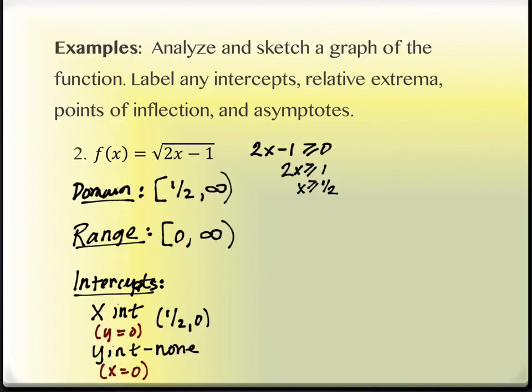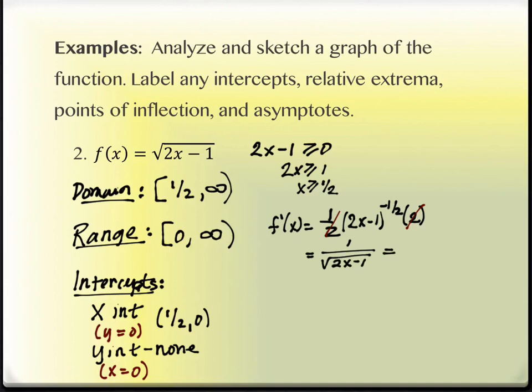We're going to do them really quickly. So if you need to come back and look at these later, please do. But my derivative, this is f of x. F prime of x is equal to 1/2 times 2x minus 1 to the -1/2 times 2. Beautifully, the 1/2 and the 2 cancel. This gives me 1 over the square root of 2x minus 1. Everybody good with that? This is never equal to 0, because the numerator can't be 0, it's 1, right?